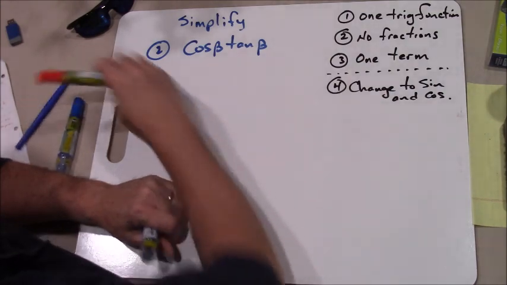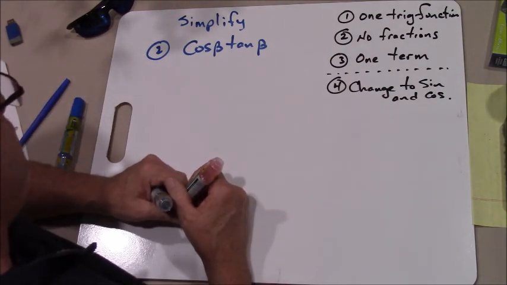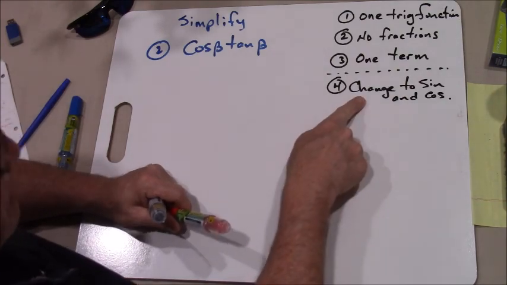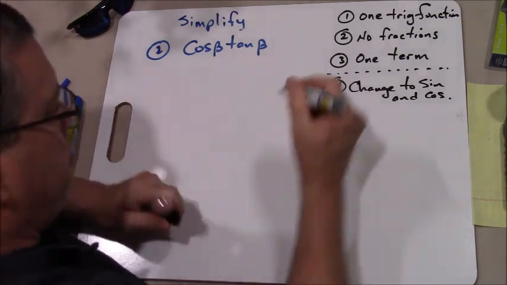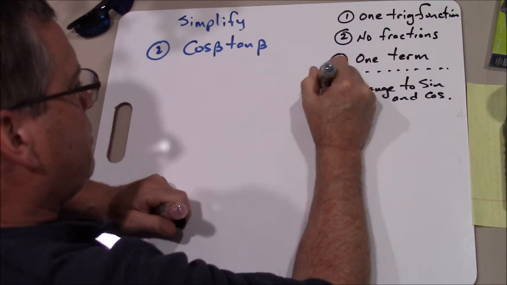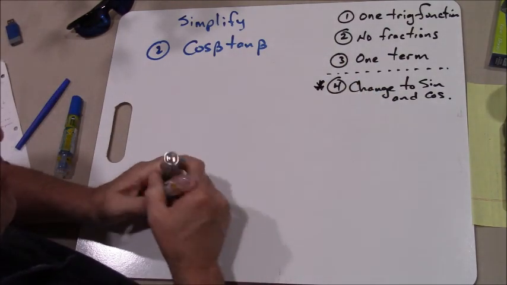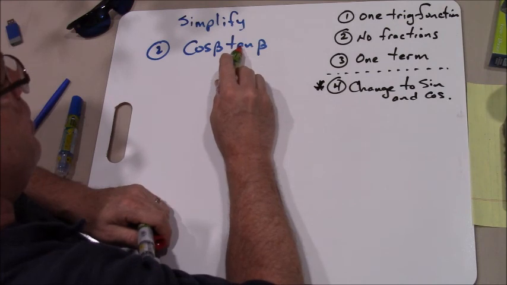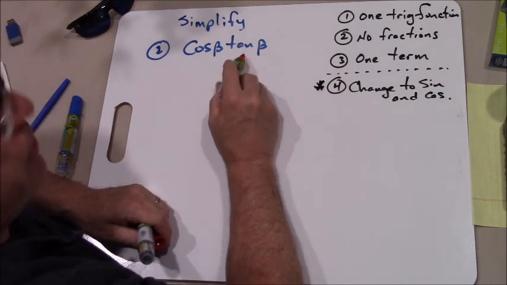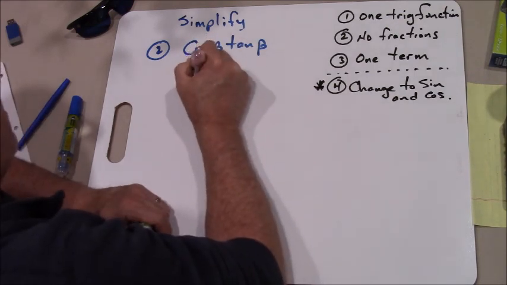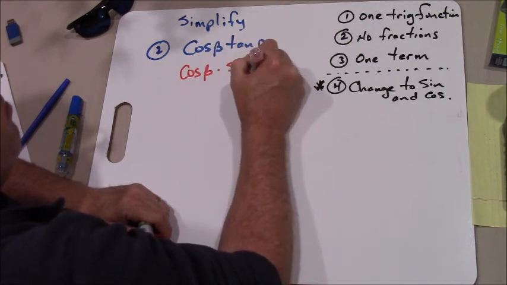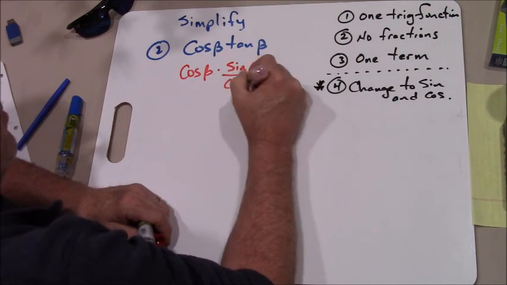All right, so if I look at this and I think, I don't know what to do, well, the strategy right here. Let's even put a star next to this. So if I change to sines and cosines, I know that a tangent is the same as sine over cosine. So we're going to say cosine beta times sine beta over cosine beta.